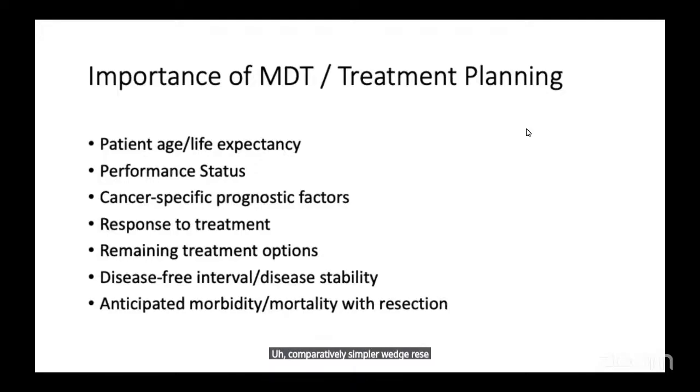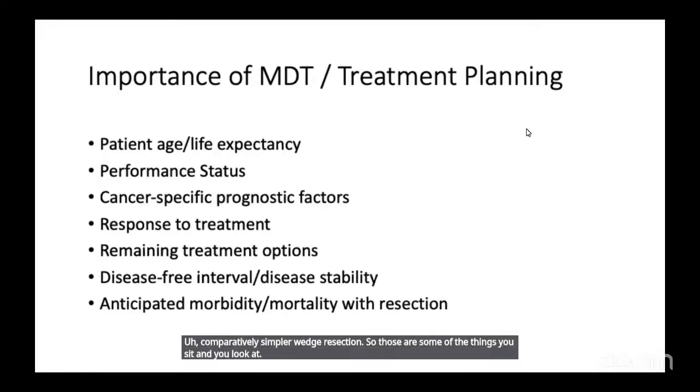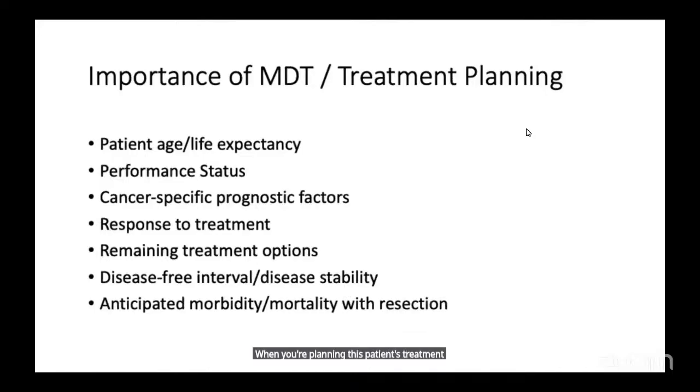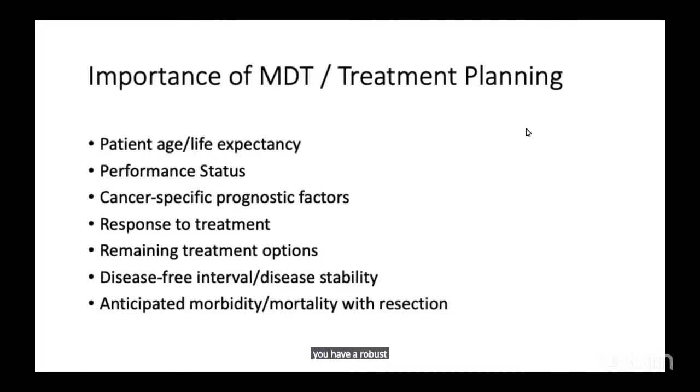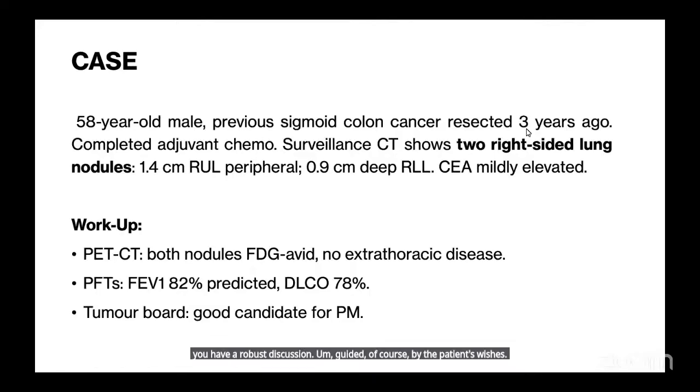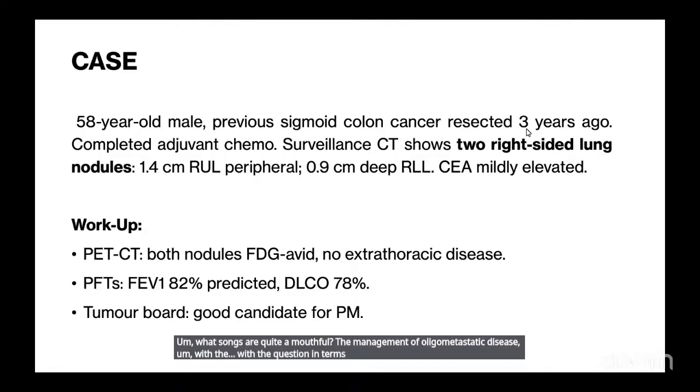So those are some of the things you look at when you're planning this patient's treatment at the level of the MDT. You sit with your radiologist, your radiation oncologist, your hematology oncologist, your pulmonologist, and you have a robust discussion, guided, of course, by the patient's wishes. So hopefully I have elucidated or demystified what sounds like quite a mouthful, the management of oligometastatic disease and the role of pulmonary metastasectomy.